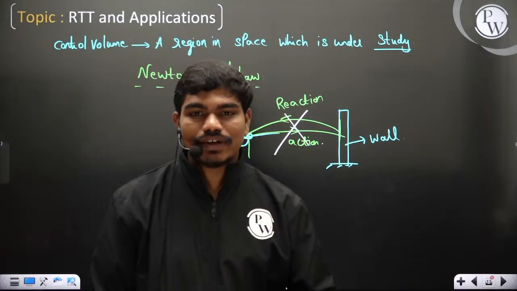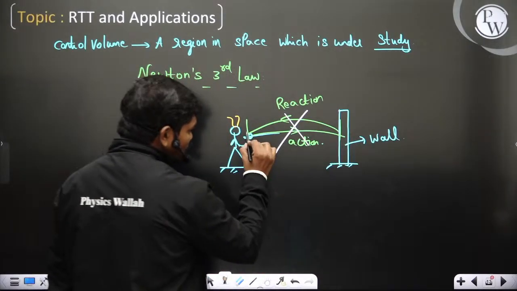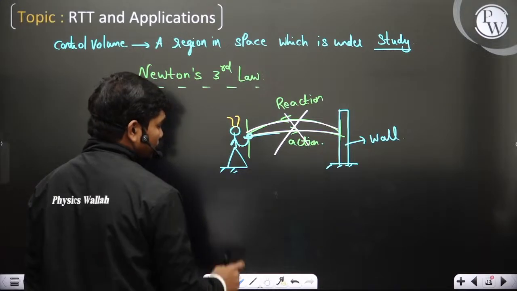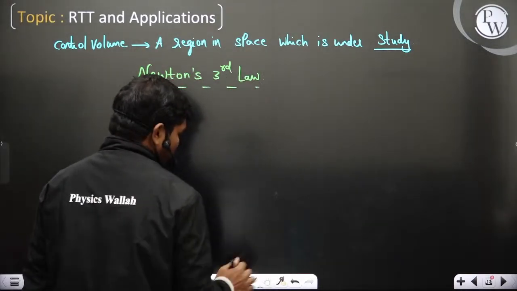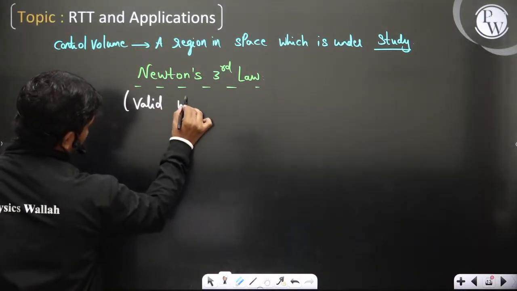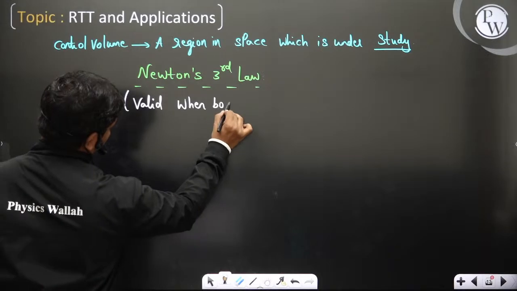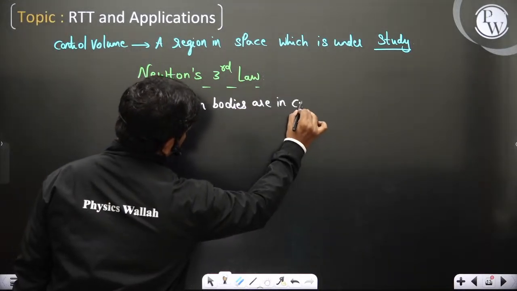Newton's law is perfectly valid, but we understood it in a different way. Newton's law is not this moving of the ball and coming back of the ball. So this is not Newton's third law actually. Newton's third law is valid when bodies are in contact.